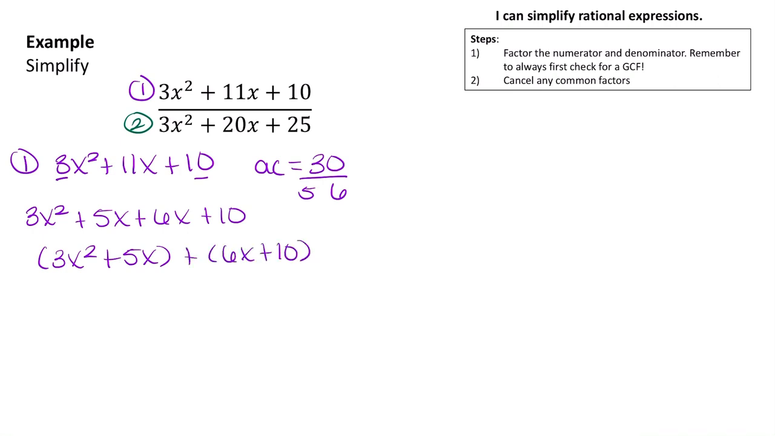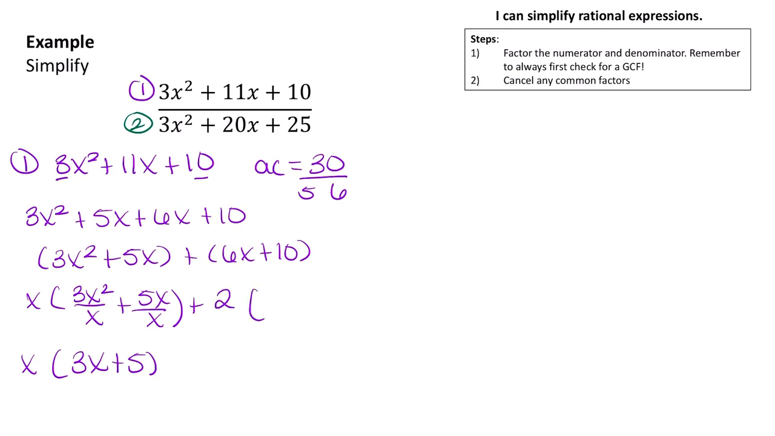Remember, now we want to factor out the GCF of each group. So from the first group, we just have a GCF of x. So we're going to have 3x squared over x plus 5x over x. And when we simplify that, we have x times 3x plus 5. Okay, now let's factor the second group. So from 6x plus 10, we can factor out a common factor of 2. And so we have 6x over 2 plus 10 over 2. So that is now going to become 2 times 3x plus 5.